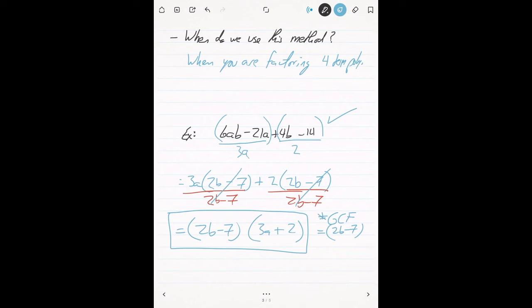Could we use grouping for other sized polynomials? Yes, there are ways of doing that, but in this class, and in most future algebra courses you're going to be working in, we really only use it for 4-term polynomials. So if you see a 4-term polynomial, I want the light bulb in your head to click that we should be using grouping for this, or at least trying it to see if it works.